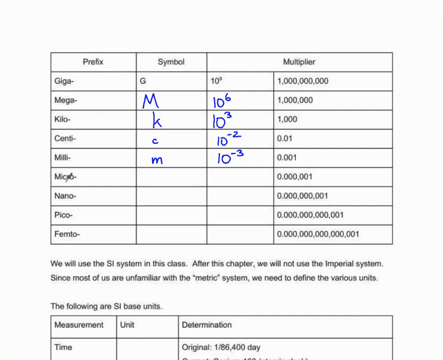Next up is micro, and the symbol for this is a Greek letter, and it looks kind of like this. It's like a U with an extra tail on the front, or an M that's very pointy on the top. This is its name. It's a mu. This is micro. This is 10 to the negative 6th power.